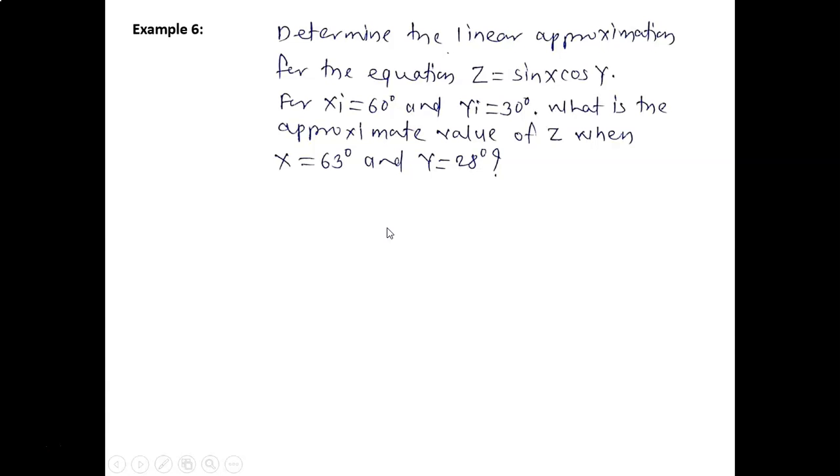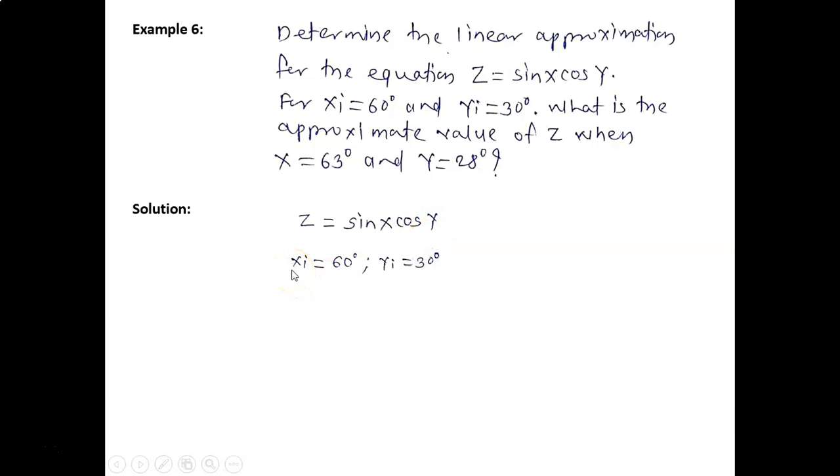Determine the linear approximation for the equation z is equal to sin x cos y for xi is equal to 60 and yi is equal to 30. What is the approximate value of z when x is equal to 63 degree and y is equal to 28 degree? Therefore, we will find out this value of z approximate. Solution. This is our equation. z is equal to sin x cos y.